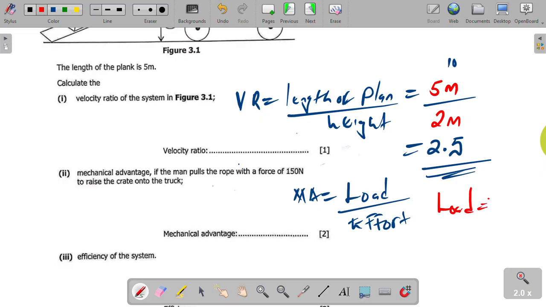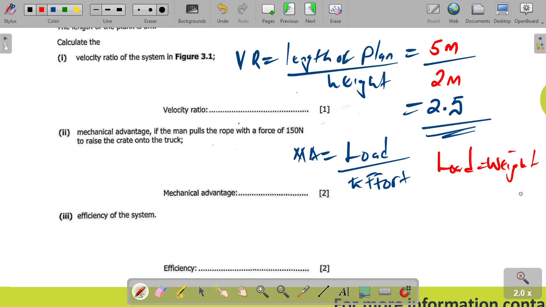All right? Remember this. This is your exam tip. Load is weight. Okay, so now we don't have the load. We have the effort we have been given in the question. The effort is here. All right, this is the effort because the man pulls the rope with the force. That's the effort that we have, but we don't have the load. So now let's calculate the load. So what is the formula for the load if we know the load is weight? So we're going to use the formula for weight, which is W.